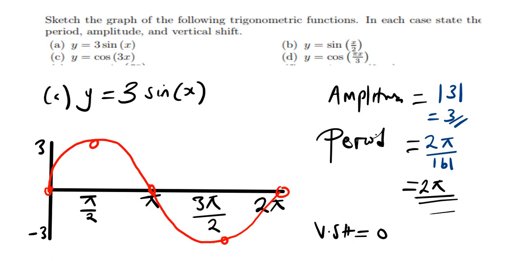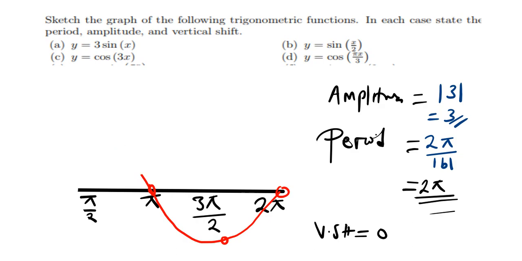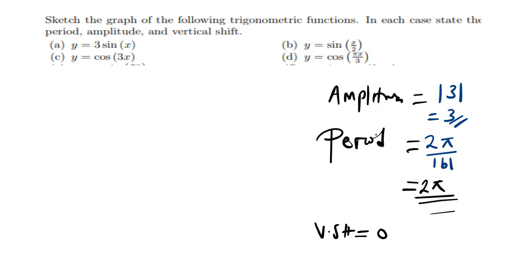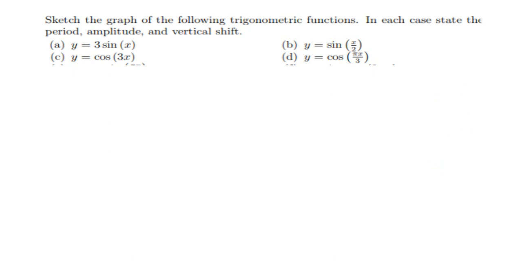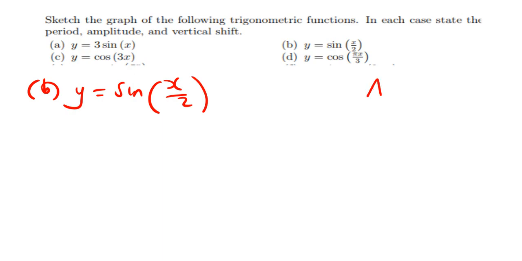So that will be our graph for the first question. Now let's solve the other one. So what do we have? We're saying y is equal to sine x over 2. So the amplitude in this case, you're able to see that it's 1, or the absolute value of 1, which is just 1.